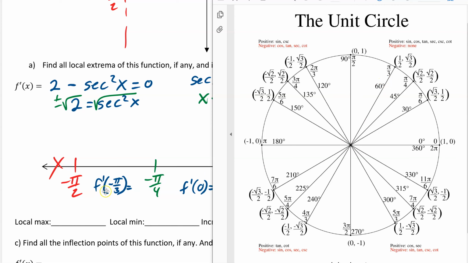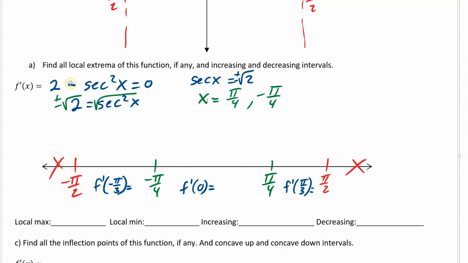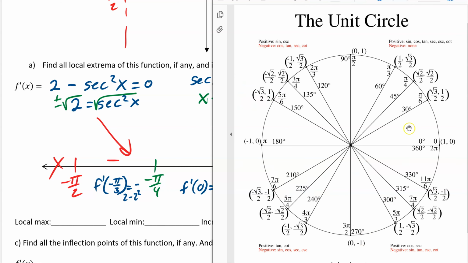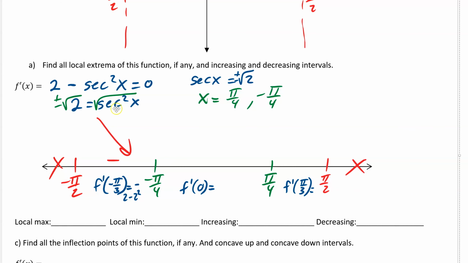All right, so at negative pi over 3, that's this one, we get a half. And so what we're going to do is flip it, and that makes it 2. So we'd get 2 minus 2 squared. That's negative. So we know it's negative, it's decreasing. And then we move into 0. And cosine of 0 we already know is 1. So 2 minus 1 squared, again, would be positive. So we know that area is increasing.